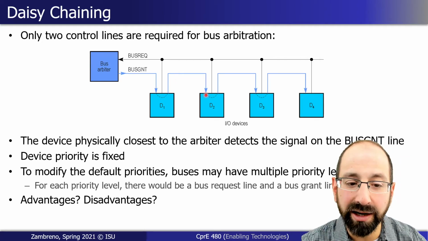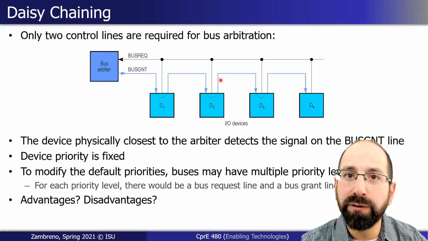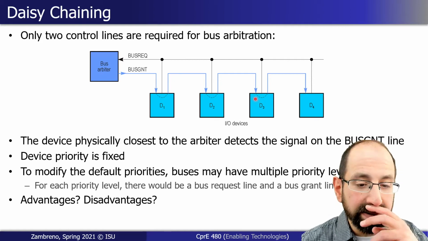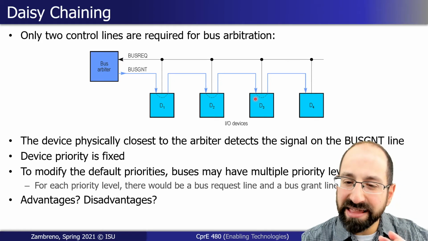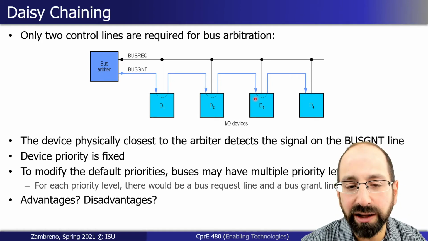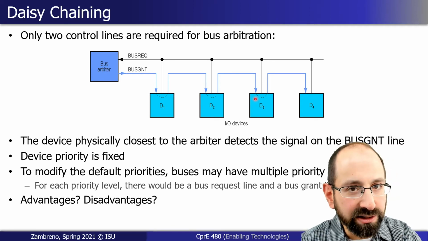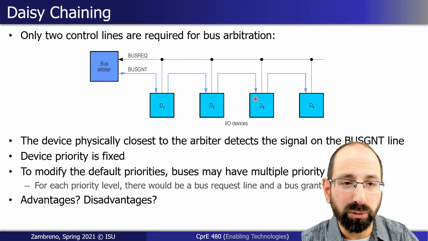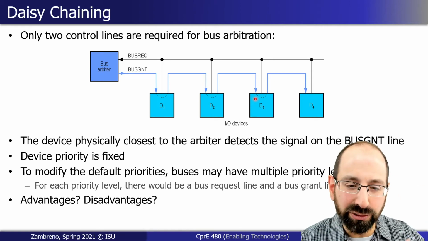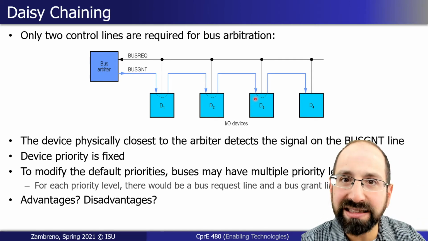Likewise for this next one. Did it need the bus? No. Let me forward it on. D3 did need the bus. It stops. The line stops there. That's the chaining of devices, the daisy chaining of those devices. Well, the advantage is already there in terms of simplicity. Your wiring is much simpler than having this centralized, independent requesting mechanism.